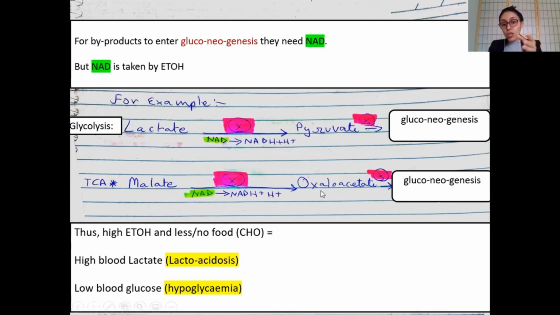But malate to oxaloacetate also requires NAD. And you know NAD is taken up by the alcohol metabolism. So this pathway also does not happen. Okay. What are pyruvate and oxaloacetate?